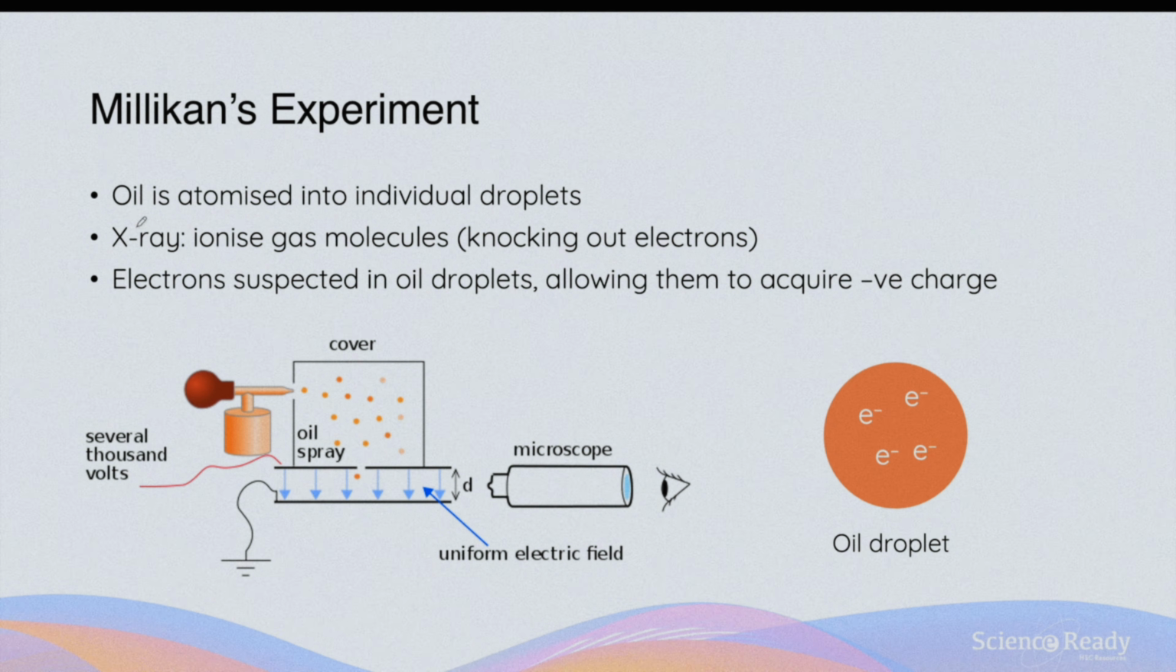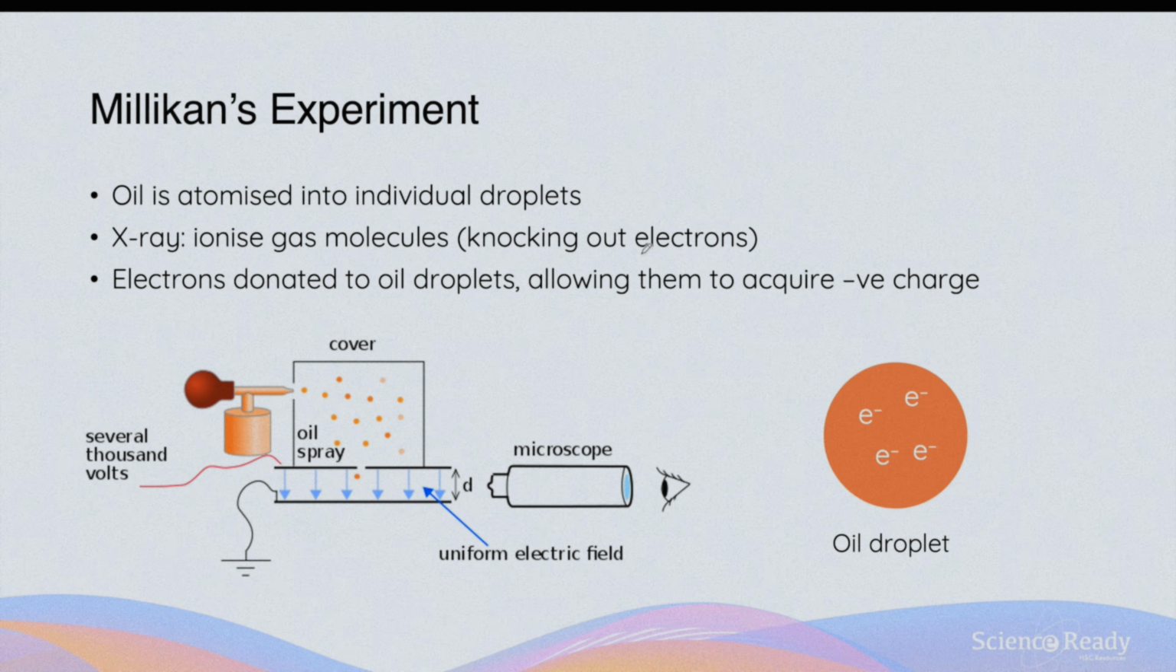In the top chamber, oil is atomized into individual droplets so that they can be analyzed by Millikan. When an oil droplet falls through into the bottom chamber under the influence of gravity, X-rays are used to ionize gas molecules by knocking out their electrons. These electrons from gas molecules are then donated to the oil droplets that manage to fall through into the second chamber. When oil droplets acquire these electrons, they become negatively charged. For example, if an oil droplet acquires 4 electrons, then it will acquire the charge of exactly 4 electrons.